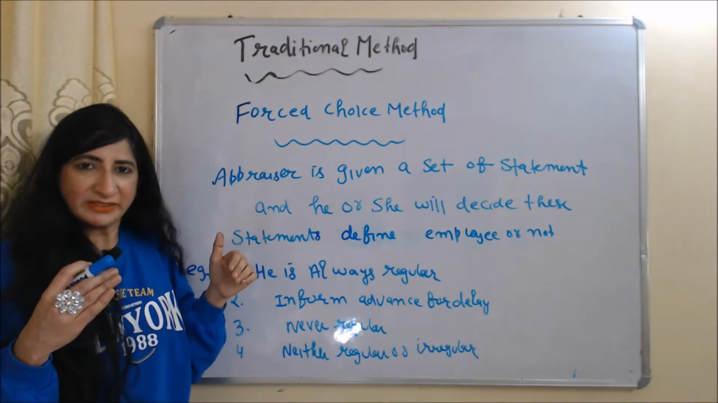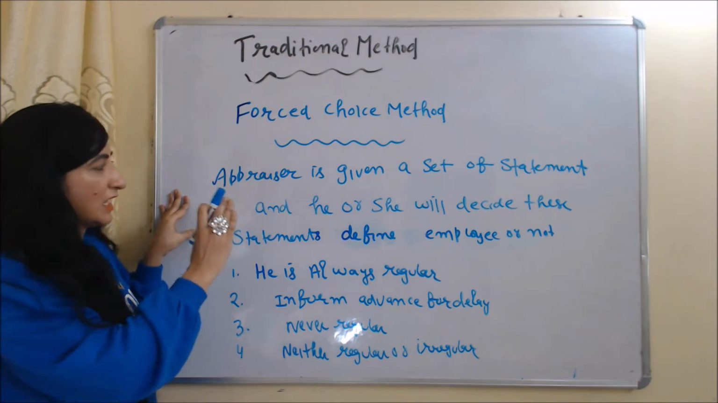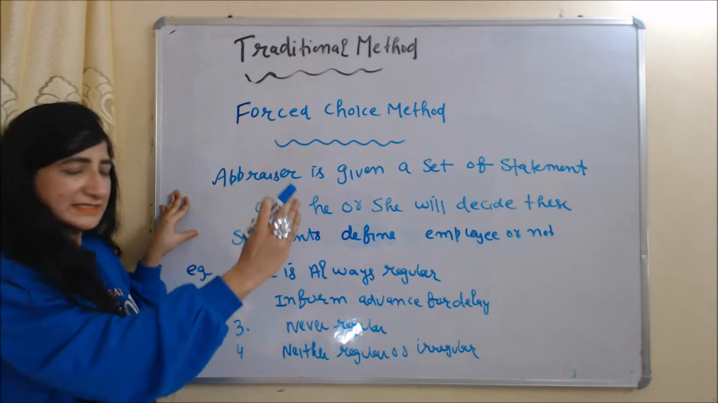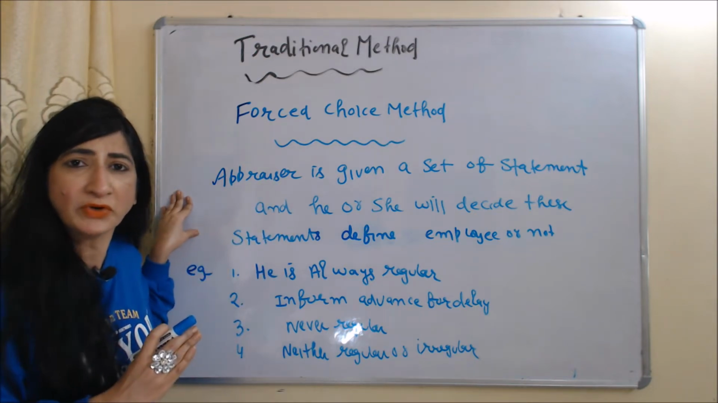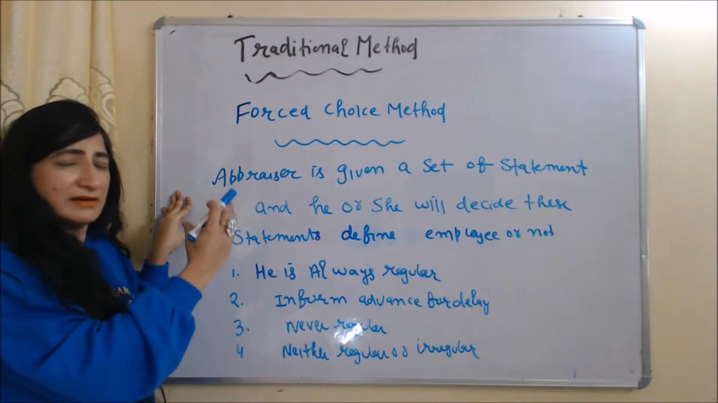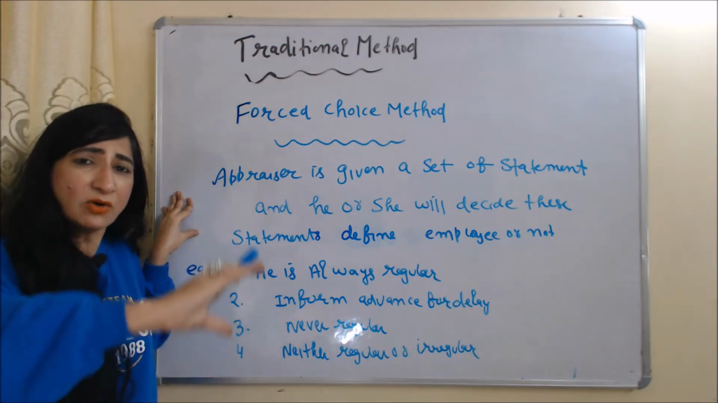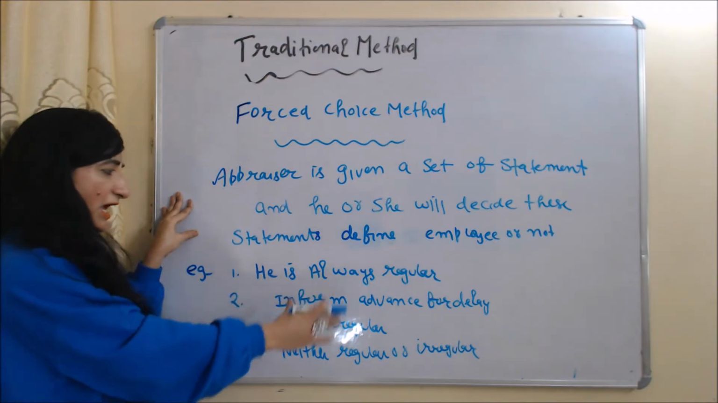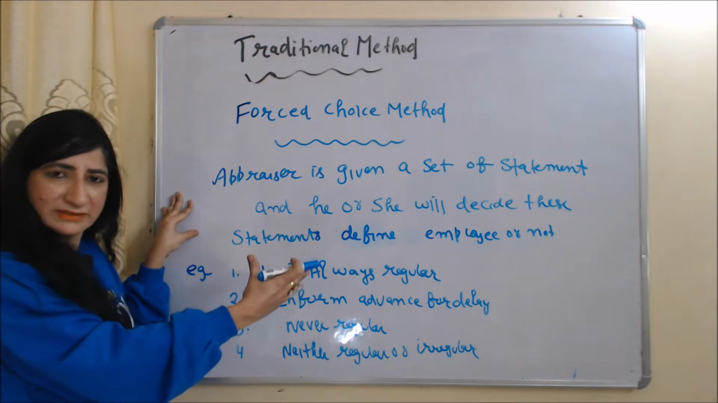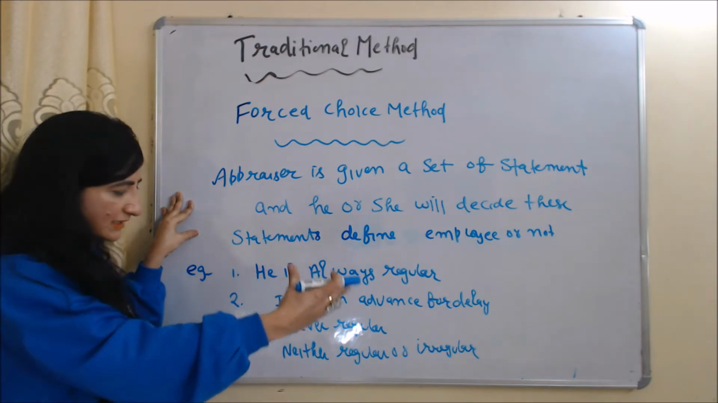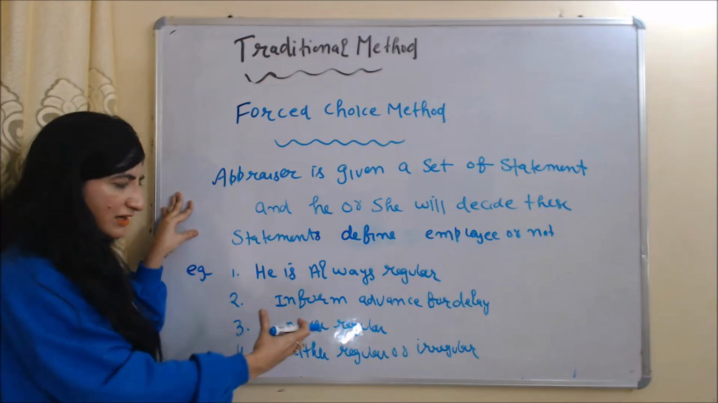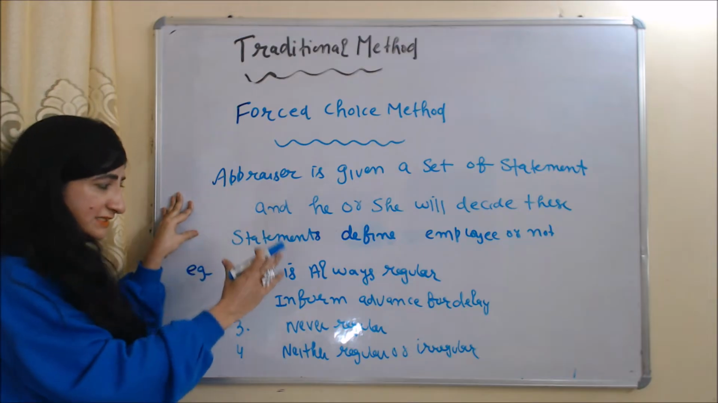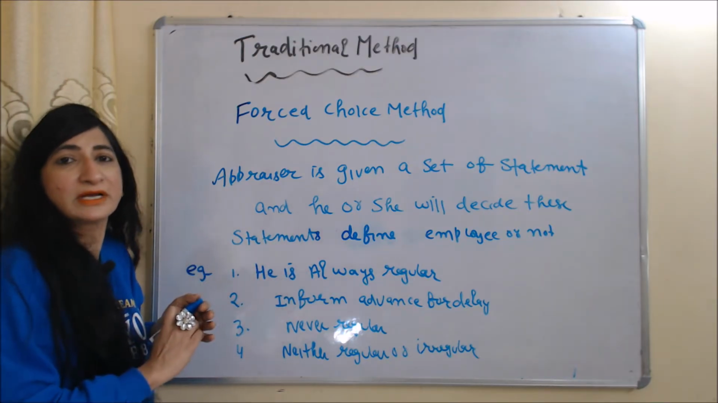Next traditional method is forced choice method. In this method, the appraiser is given a set of statements and he or she will decide whether these statements describe the employee or not. For example, here we have so many statements like he is always regular, informs in advance of delay, never regular, or neither regular nor irregular. And we are evaluating performance of Karan, and the appraiser will decide which statement is suitable for Karan.